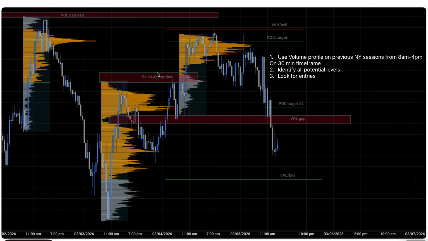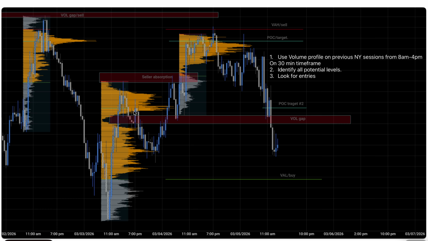After that, we look for all potential levels. So yesterday, we already marked out the seller absorption. 3 days ago, we already marked out this gap. Yesterday, we also marked out this target and this also target their signal to sell. Today, we marked out the second target, this POC line from this session, and this volume gap from the prior session also. How do I know that there are some potential levels?